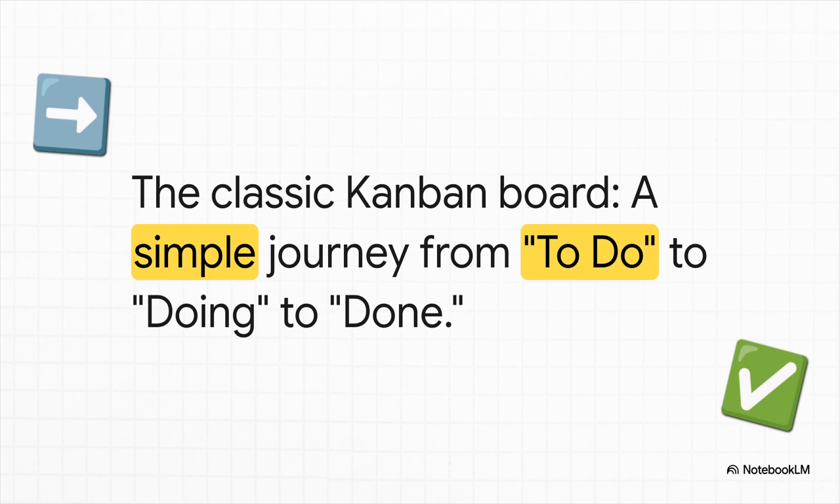The classic, most basic setup is just 3 simple columns: to do, doing, and done. In one glance, you see what needs to be done, what you're working on right now, and what you've already accomplished. It's just beautiful, simple clarity.